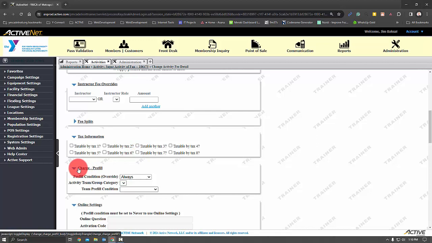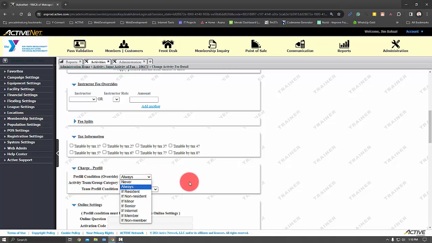The pre-fill charge, this one is important. So what this says is when I enroll in the program, how is this charge going to be applied? We have some options. We have never, we have always, if resident, if non-resident. Now remember that we talked about the YMCA and Active being both for YMCAs and for community centers. So resident, non-resident means nothing to us. This does not mean member, non-member. So ignore resident, non-resident.